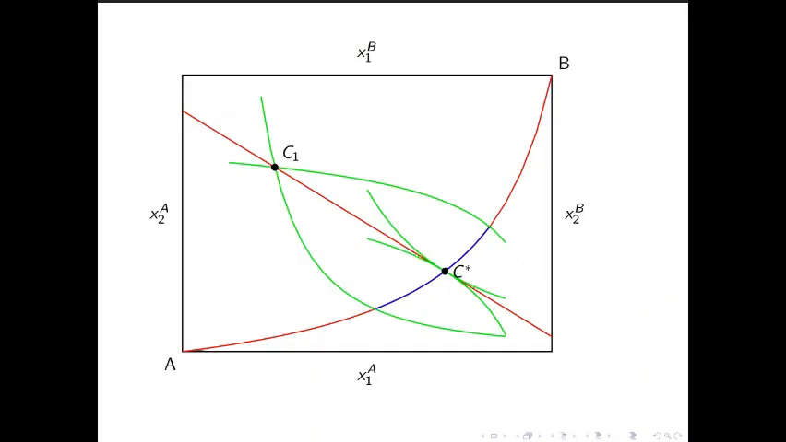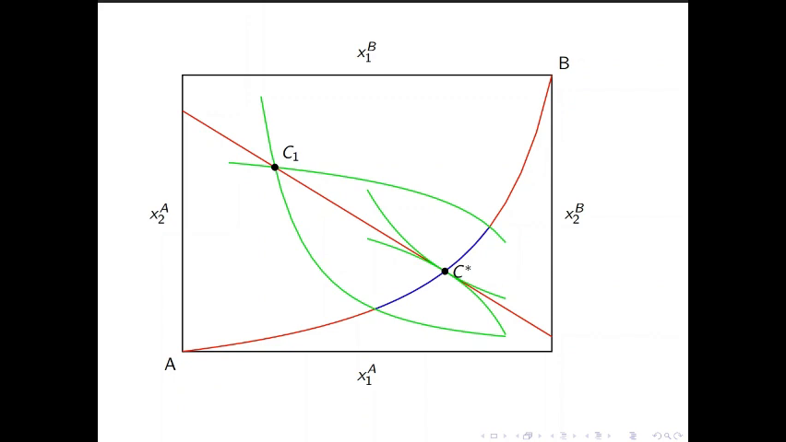Here's what it will look like in the Edgeworth box. I have plotted the contract curve, the indifference curves that go both through the initial allocation C1 and the optimal allocation C star. I have plotted the core, which is again the blue line, and I have also plotted the budget line of player A.